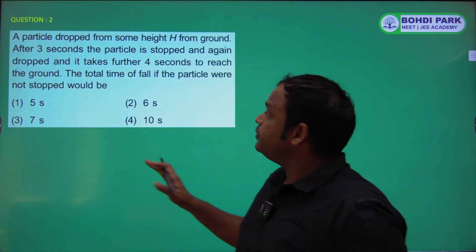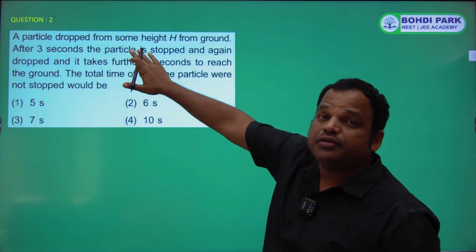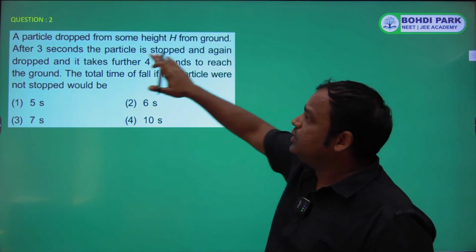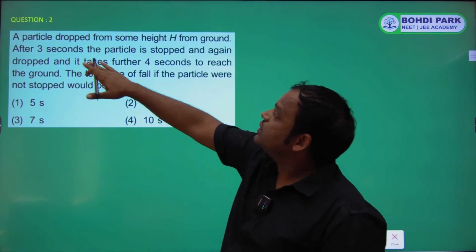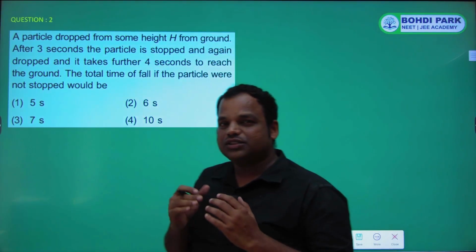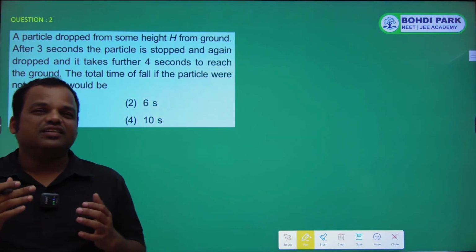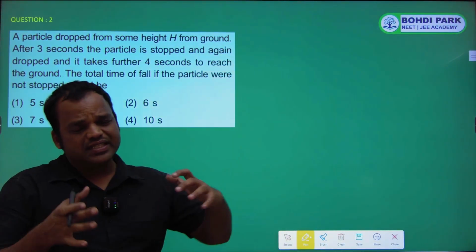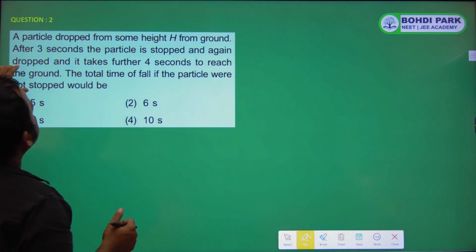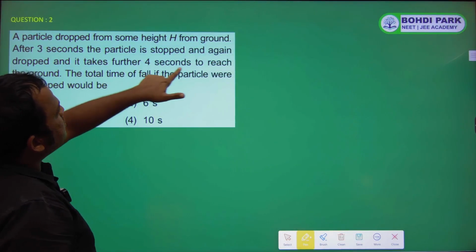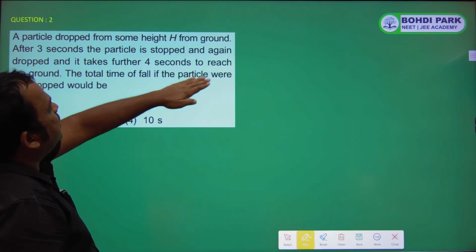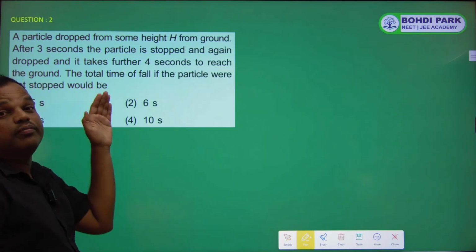Now look at this new question. A particle is dropped from some height capital H from ground. After 3 seconds, the particle is stopped and again dropped. So when it is stopped, the velocity becomes 0, and when it is released again, the initial velocity will be 0. It takes further 4 seconds to reach the ground. The total time of fall if the particle were not stopped would be.